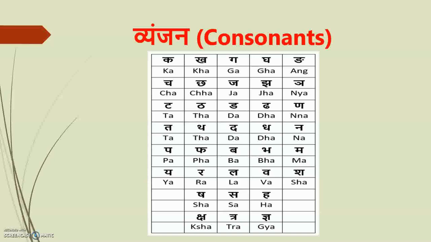Let's go to the third row. The first letter that we see in the third row is T. Then we have T. Then we have D. Then the fourth one is D. And the last one of the third row is Ana. Let's go to the fourth row.